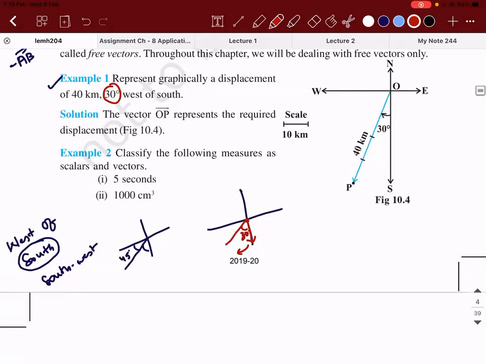And what do we mean by 40 kilometers? If you take a vector OP, on that OP vector you will consider a line segment whose length is 40 kilometers.